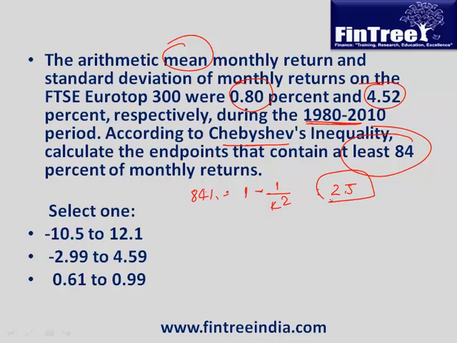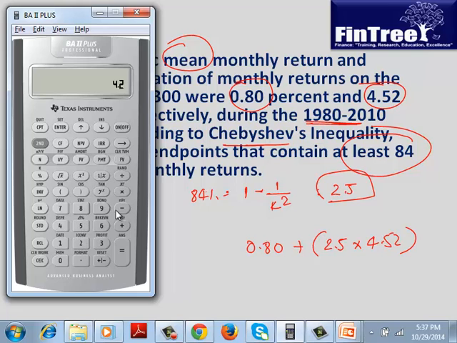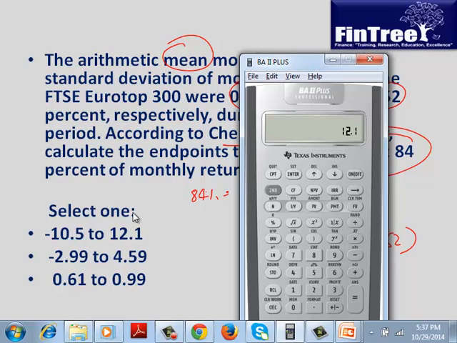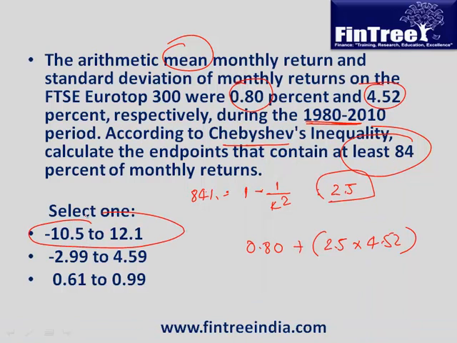So we're looking at data points which are 2.5 standard deviations on either side. So your mean is 0.8 plus 2.5 into 4.52. So 4.52 into 2.5 plus 0.80, the upper boundary is going to be 12.1, and therefore the answer is minus 10.5 to 12.1. So which means in this question we had to reverse calculate k based on the probability.